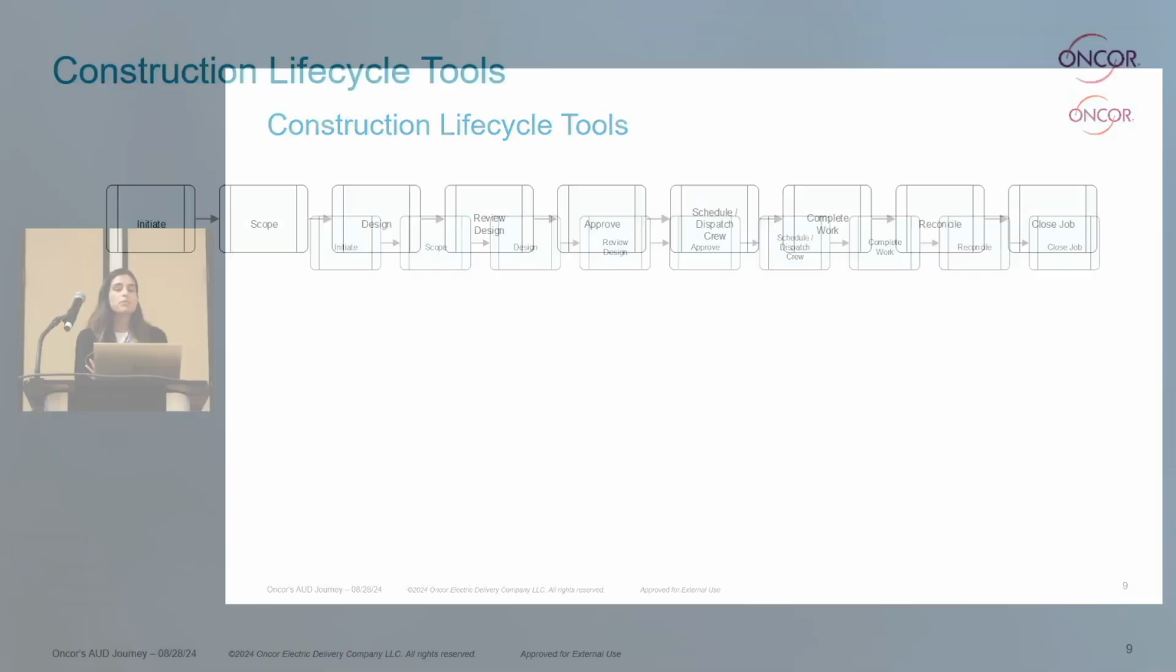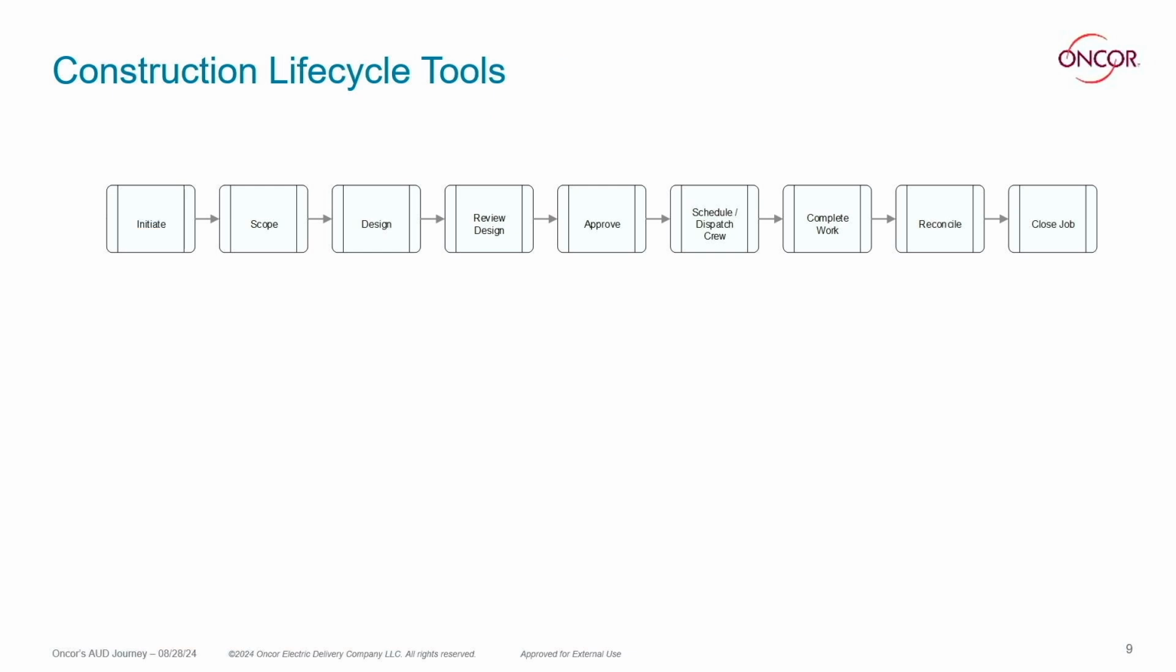So this is our overall construction life cycle today. Most of it's managed by Maximo, but just no different than maybe what you have in your different companies. So you have the initiate phase, you got a scoping phase, you got design, review of that design, approval, and then we have the scheduling of the work, construction, reconciliation, and work close. Easy enough.